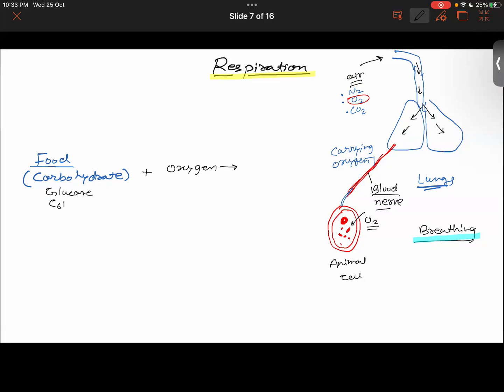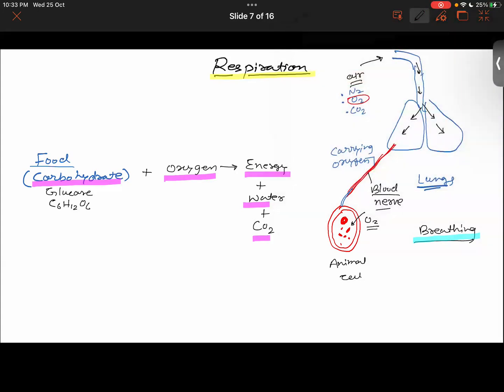That is C6H12O6. So it will be broken down to give out energy plus water plus carbon dioxide. What did I say? I basically said here that the carbohydrate, that is simply the food which we eat, is broken into very tiny pieces in the body, and that basically goes to the cell. And what happens in the cell? In the presence of oxygen, the carbohydrate, that is simply glucose, is broken down, and in that process energy is released along with the formation of water and carbon dioxide.